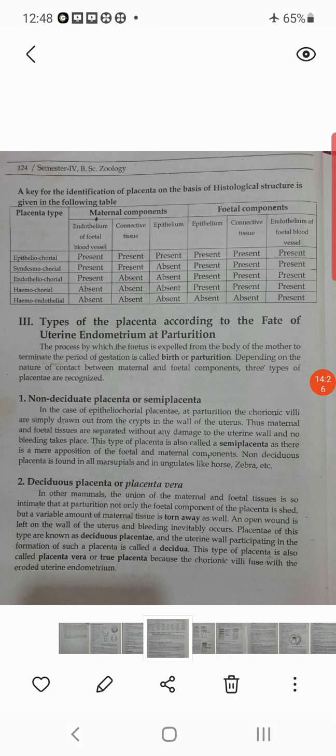So listen very carefully. Now you will better know what a placenta is and how the tissues take part in the formation of the placenta. According to that, the types are there. So I think this is enough for today. In the next lecture, we will complete the remaining types. So I will cover that in the next lecture.